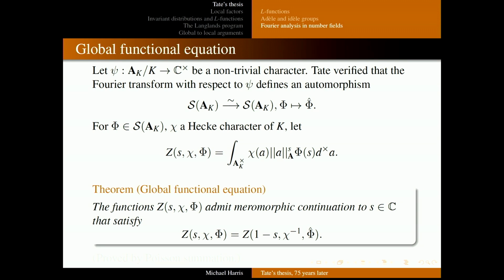And then there's the global functional equation, which is, you replace S by 1 minus S, and chi by chi inverse, and phi by the Fourier transform. So it's obviously symmetric, so if you do it twice, you get back to where you were. And the proof is just as in Hecke's proof, it's by Poisson summation. All right.